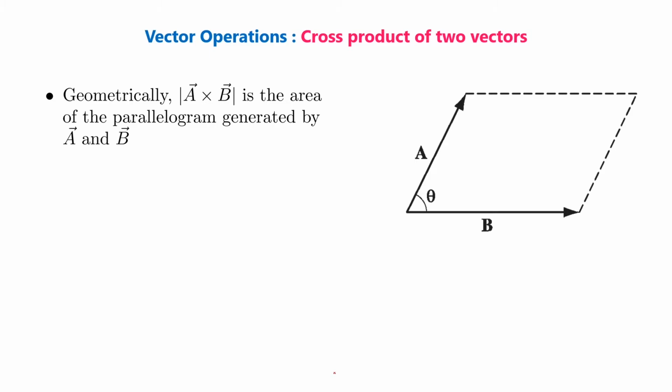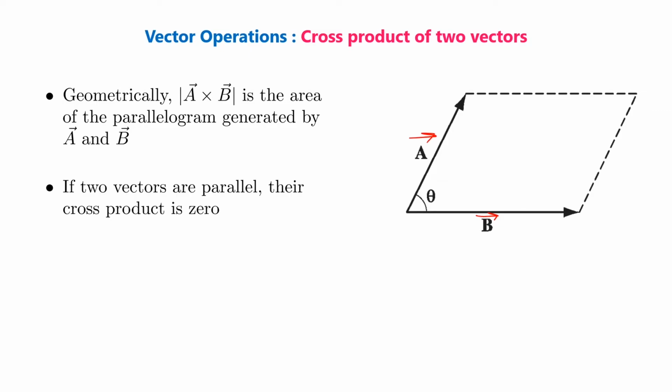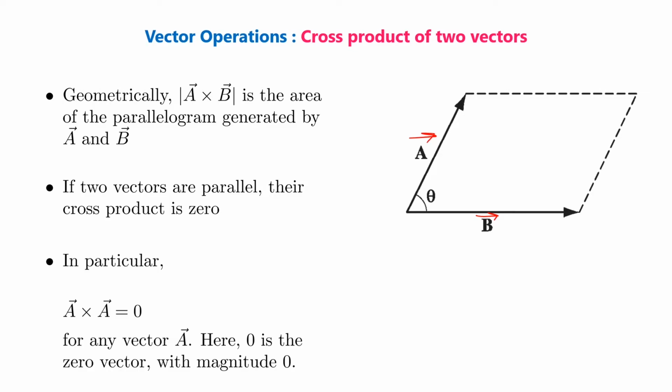Let's now try to understand the geometric meaning of the cross product of two vectors. Let's consider two vectors, vector A and vector B, that are inclined at an angle theta. Geometrically, the magnitude of vector A cross vector B is the area of the parallelogram generated by vector A and vector B. From the very definition of the cross product, we can understand that if two vectors are parallel, their cross product is 0. In particular, the cross product of a vector by itself will be equal to 0. Here 0 is a 0 vector with magnitude 0.